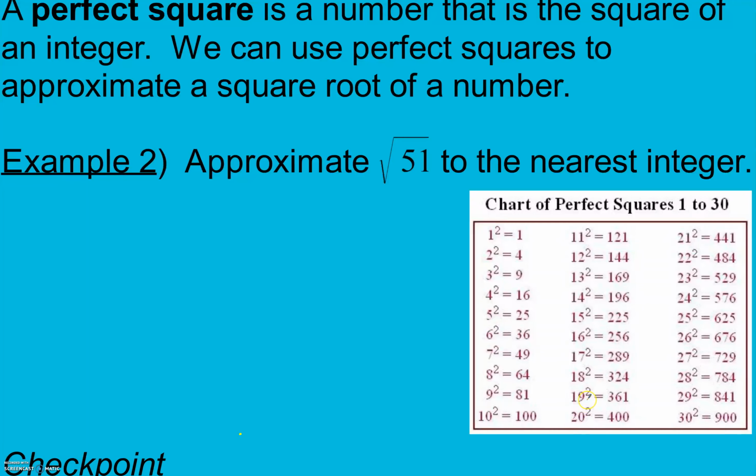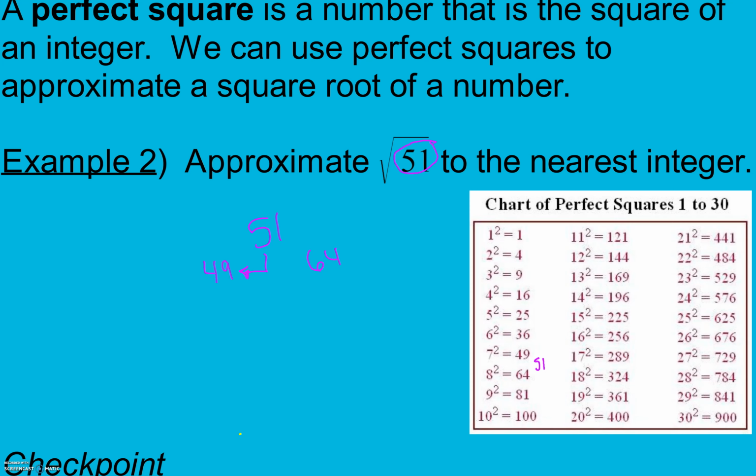To approximate a square root to the nearest integer, we're going to compare the number underneath our radical sign. We call that our radicand, 51. And we're going to find where in our list of perfect squares 51 would fall. 51 falls between 49 and 64. Then we check, which one is it closer to? Well, 51 is only 2 away from 49 and 13 away from 64. So it's closer to 49.